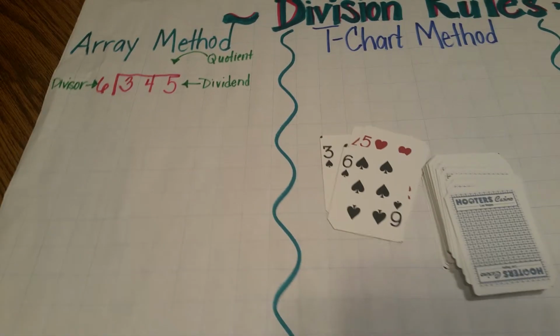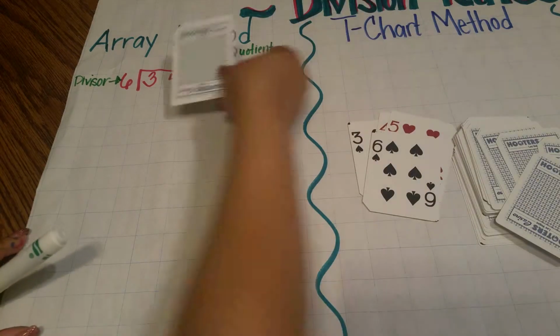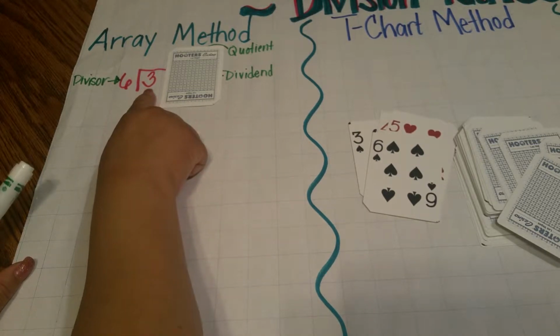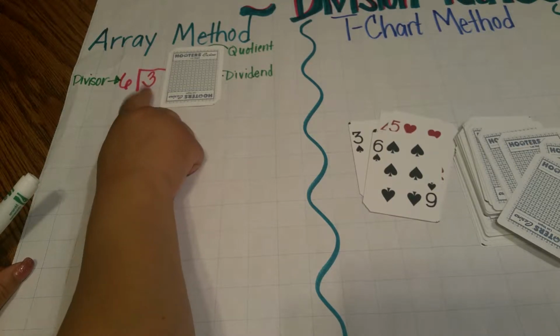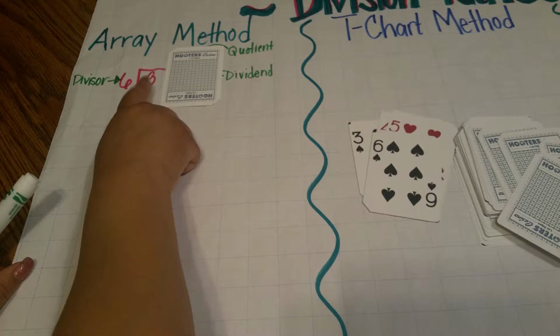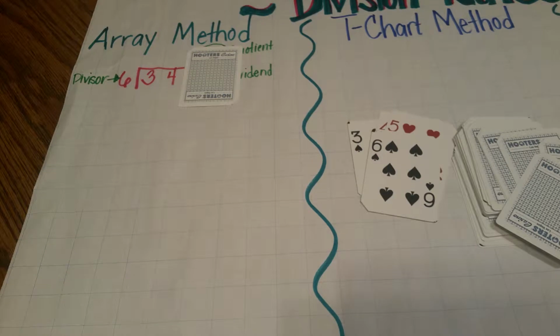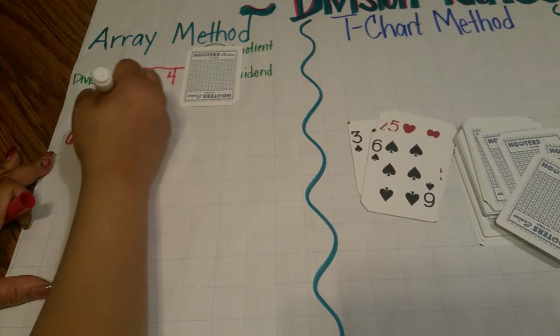Now, with the array model method, it is a little time consuming, but these are great for visual learners. I tell my students that whenever we are looking at a division problem, especially when it's 3-digit, 4-digit, 5-digit, you always want to look at the first number. I cannot divide 6 into 3 because 6 is larger than 3. It's always going to be 0. So I move over to the next number. I'm looking at 34.